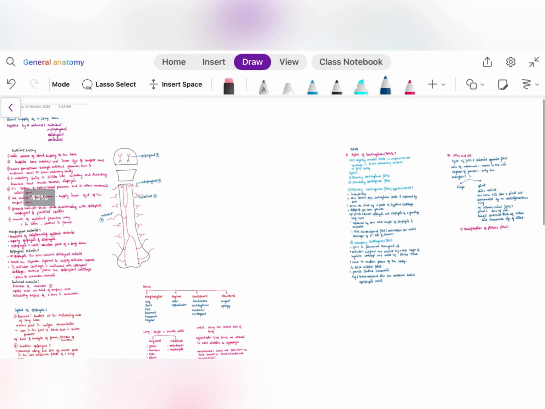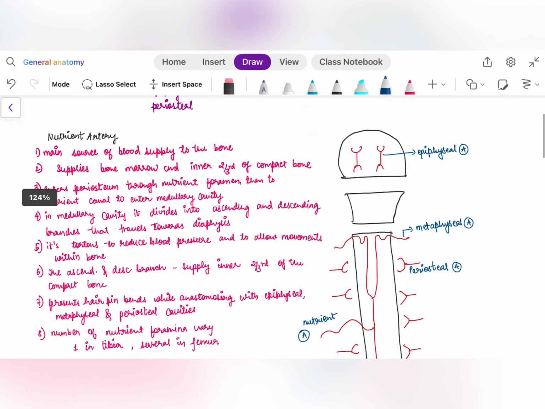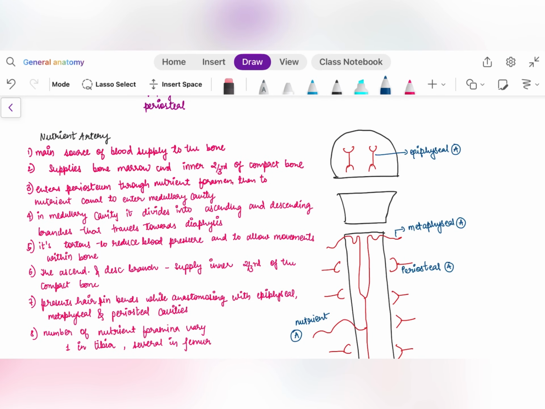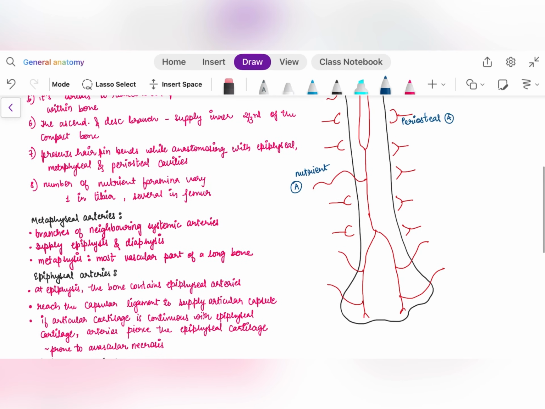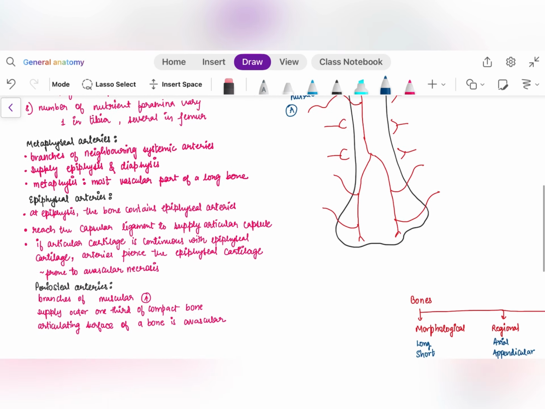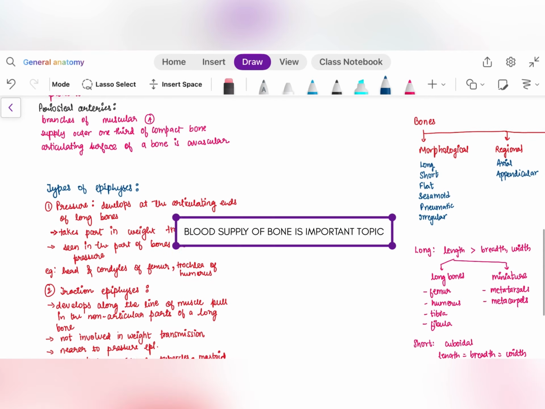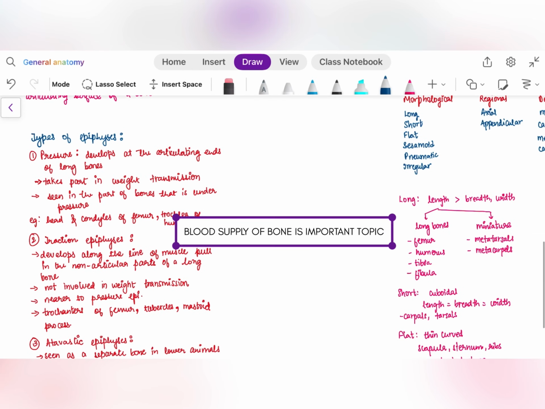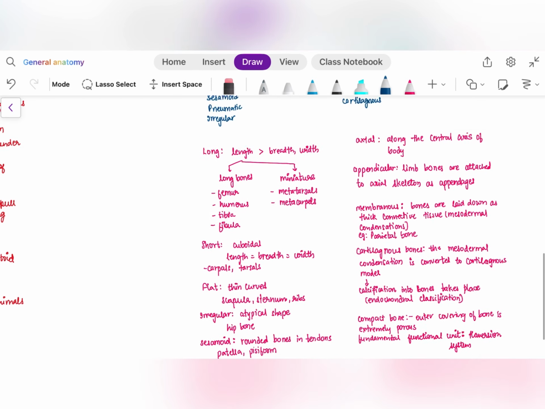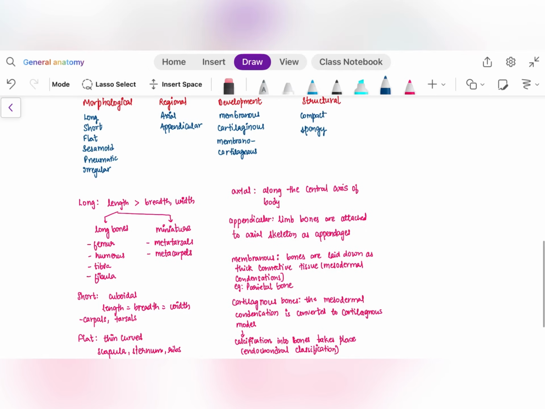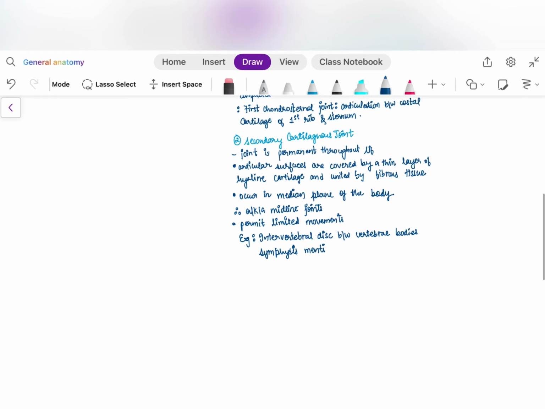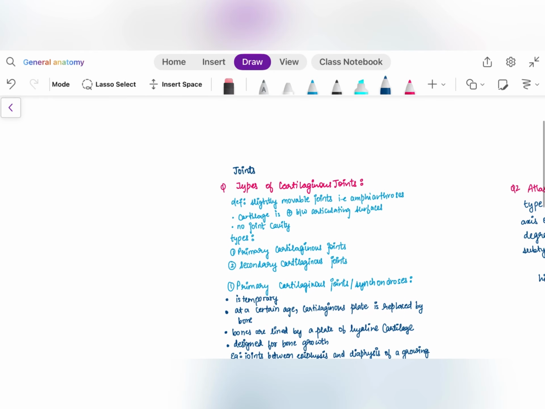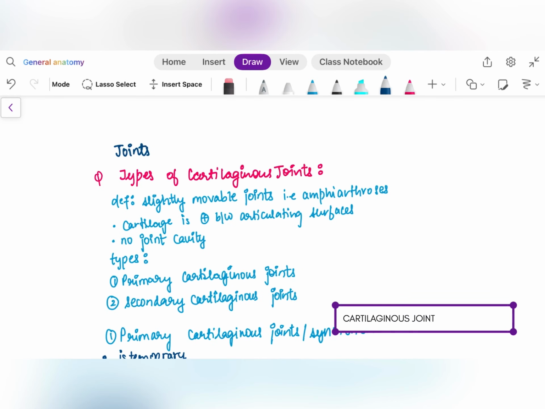So on the screen you see the blood supply of bone is written, the diagram is there beside which the theory part of the content is there, below which I have written types of epiphyses. By the way, blood supply of bone is a really important question because it comes frequently in exams. Then you see types of bones, and again on the screen is types of joints, which is a very important question, especially the cartilaginous joints.